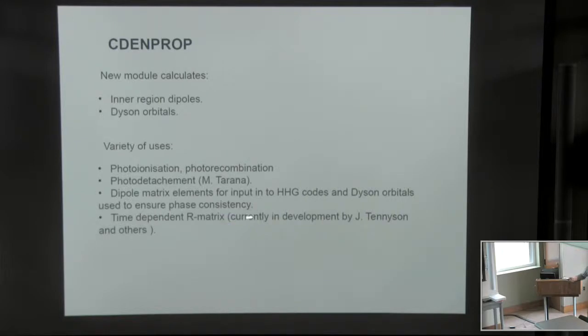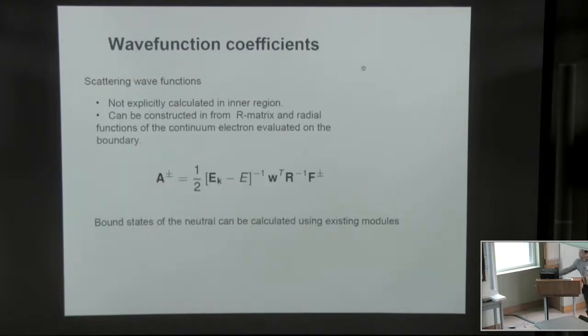And lastly, it's being used in the development of the time-dependent R-matrix, which has been developed by John Tennyson and others. So now let's have a look at scattering wave function coefficients. And I'll just very briefly talk about these. These are quite straightforward to calculate.